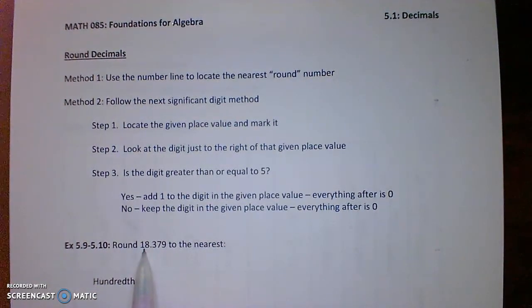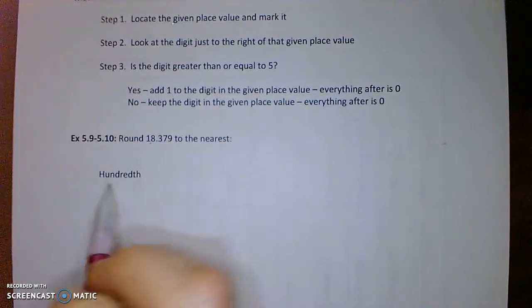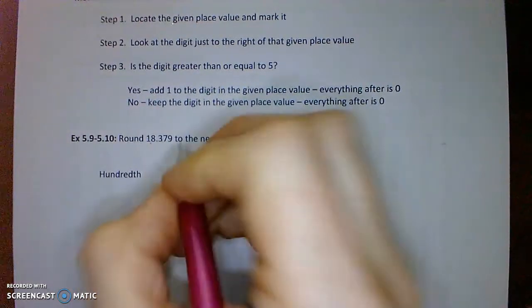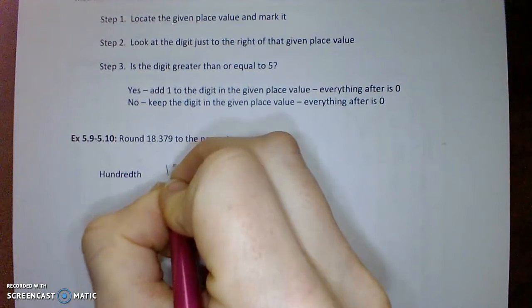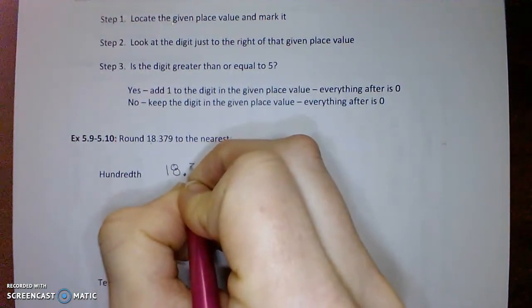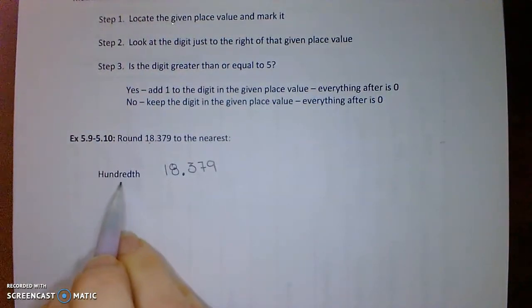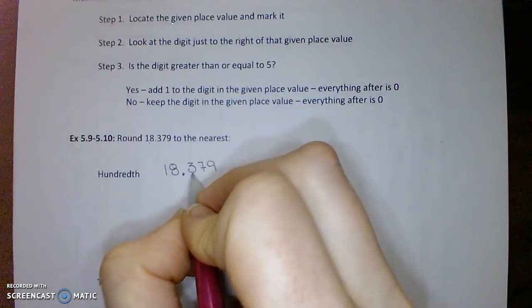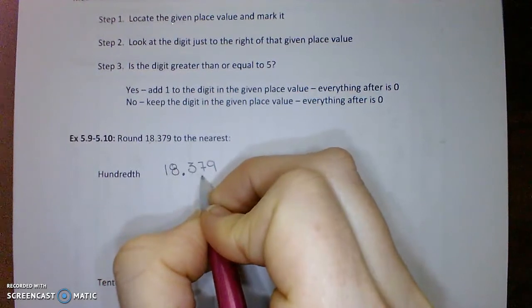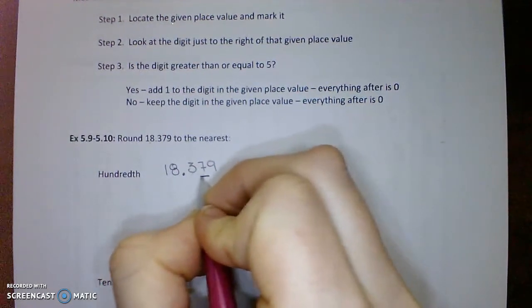Let's look at the number 18 and 379 thousandths. And let's first round it to the nearest hundredth, okay? So let's rewrite the number 18 and 379 thousandths. So first we have to locate the hundredths place. So this is the tenths place, hundredths place. So the 7 is in the hundredths place here.